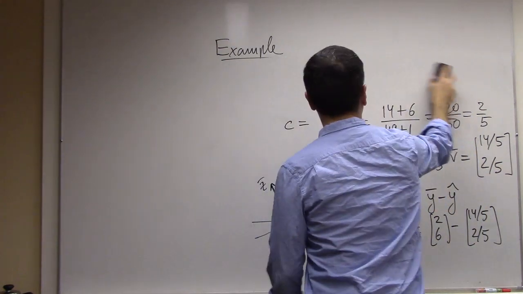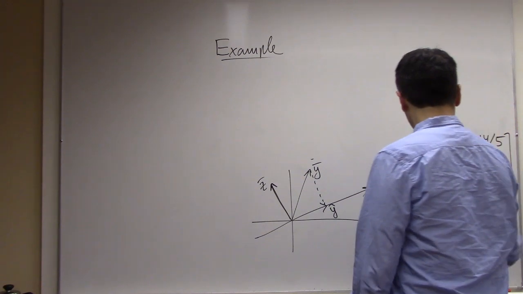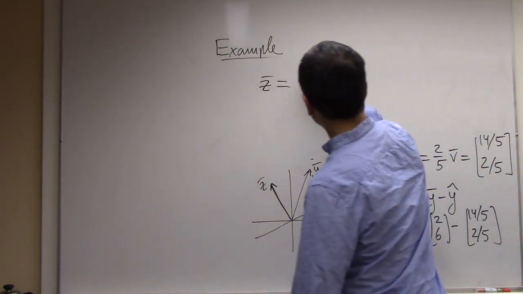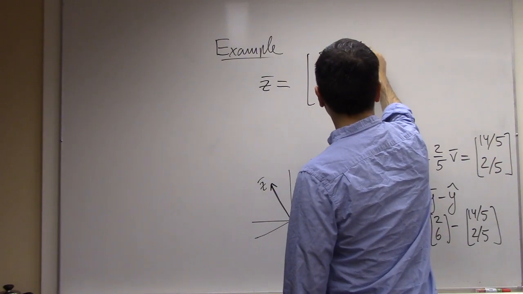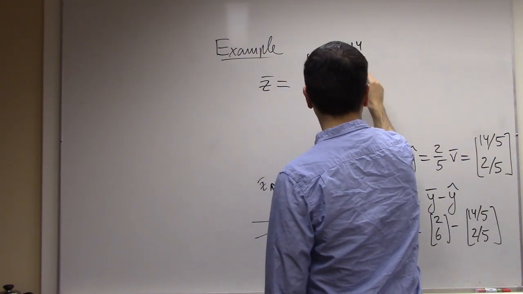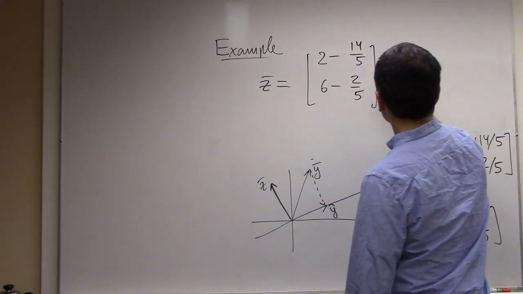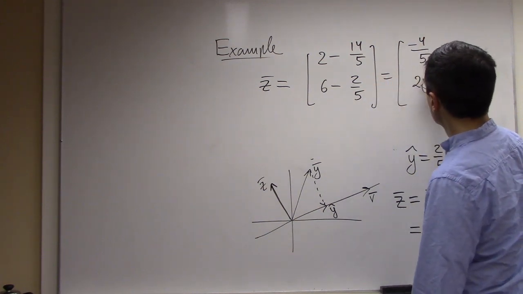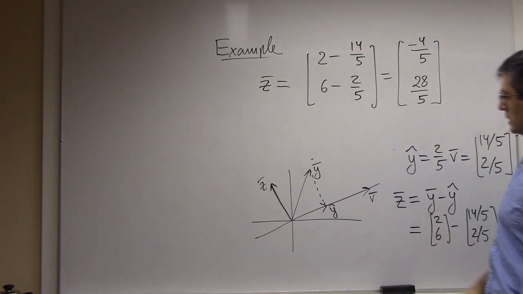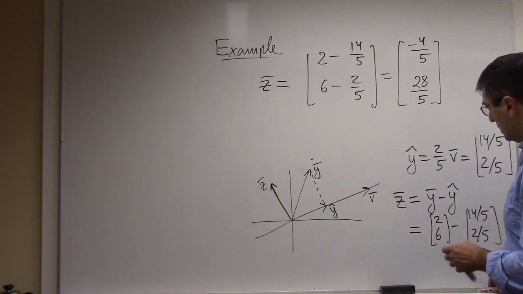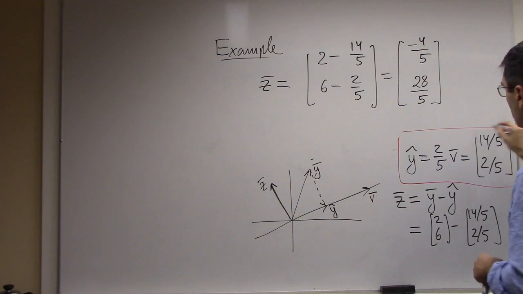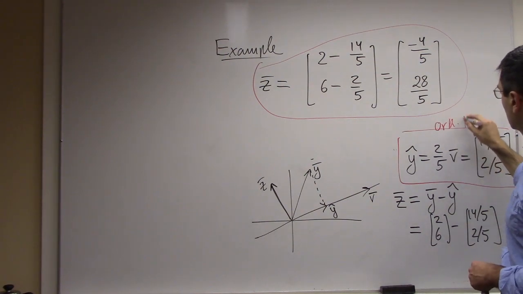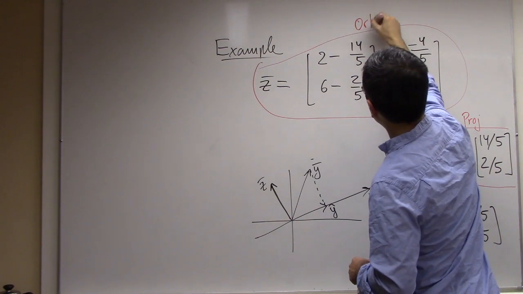And if you do this calculation, you will get, let me erase this now, this part. So this z will be 2 minus 14 over 5, and then 6 minus 2 over 5. And this is equal to minus 4 over 5, and then 30 minus 2, this is 28 over 5. So these are your vectors. These are the required vectors, y hat, and the orthogonal complement. So this is the orthogonal projection, and this is the orthogonal complement.